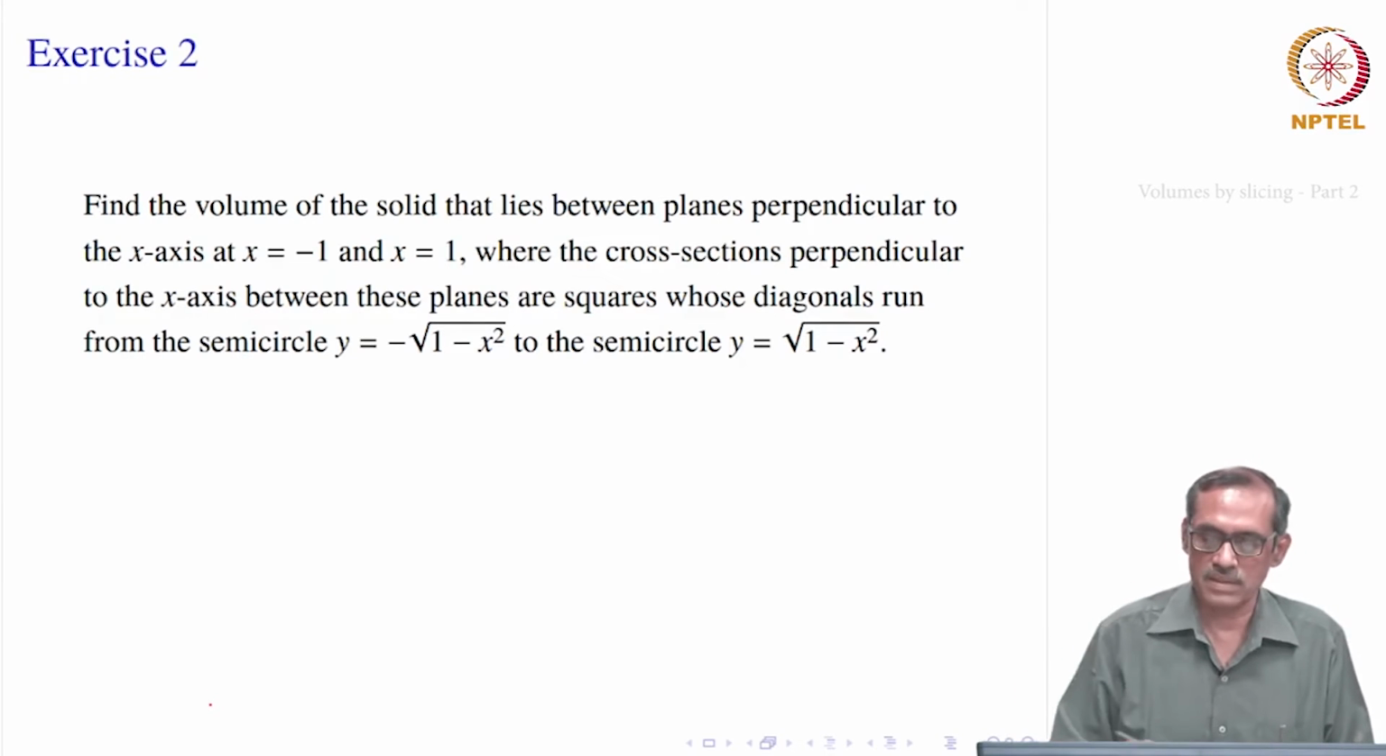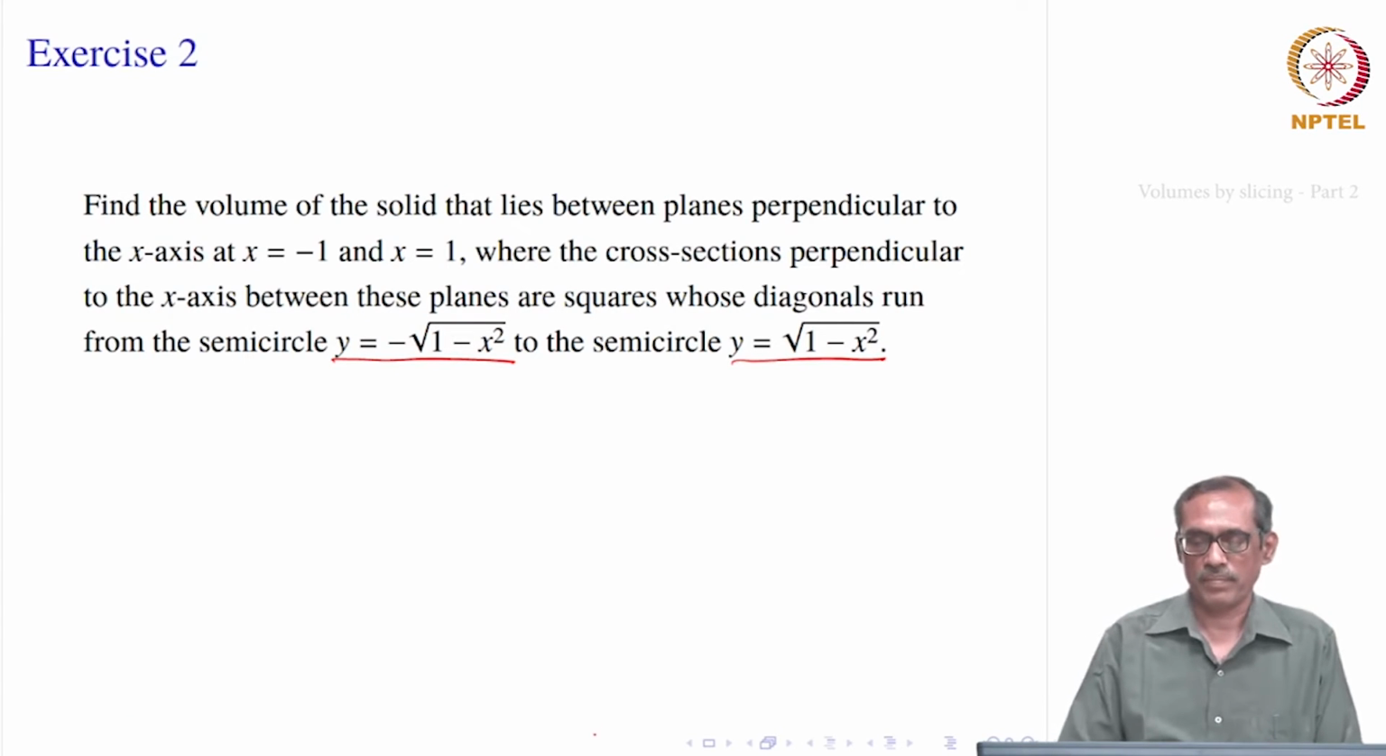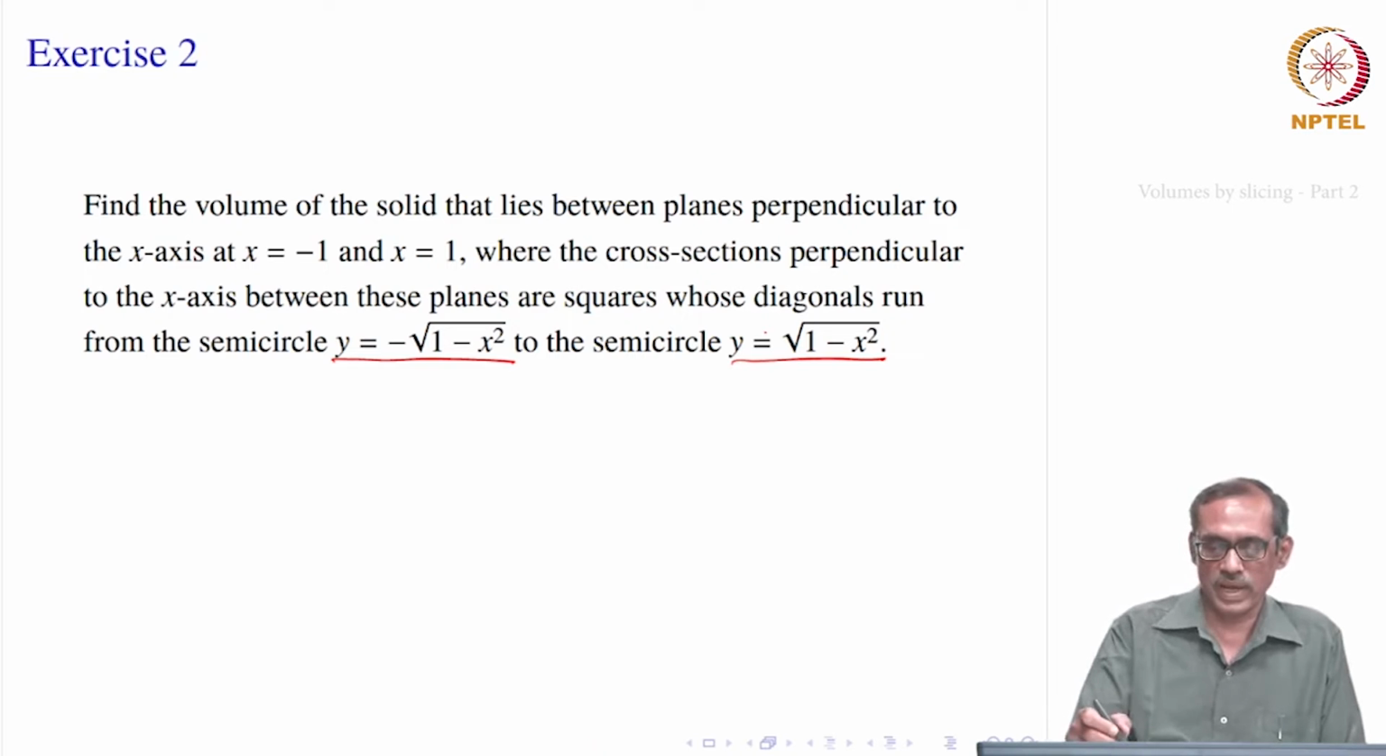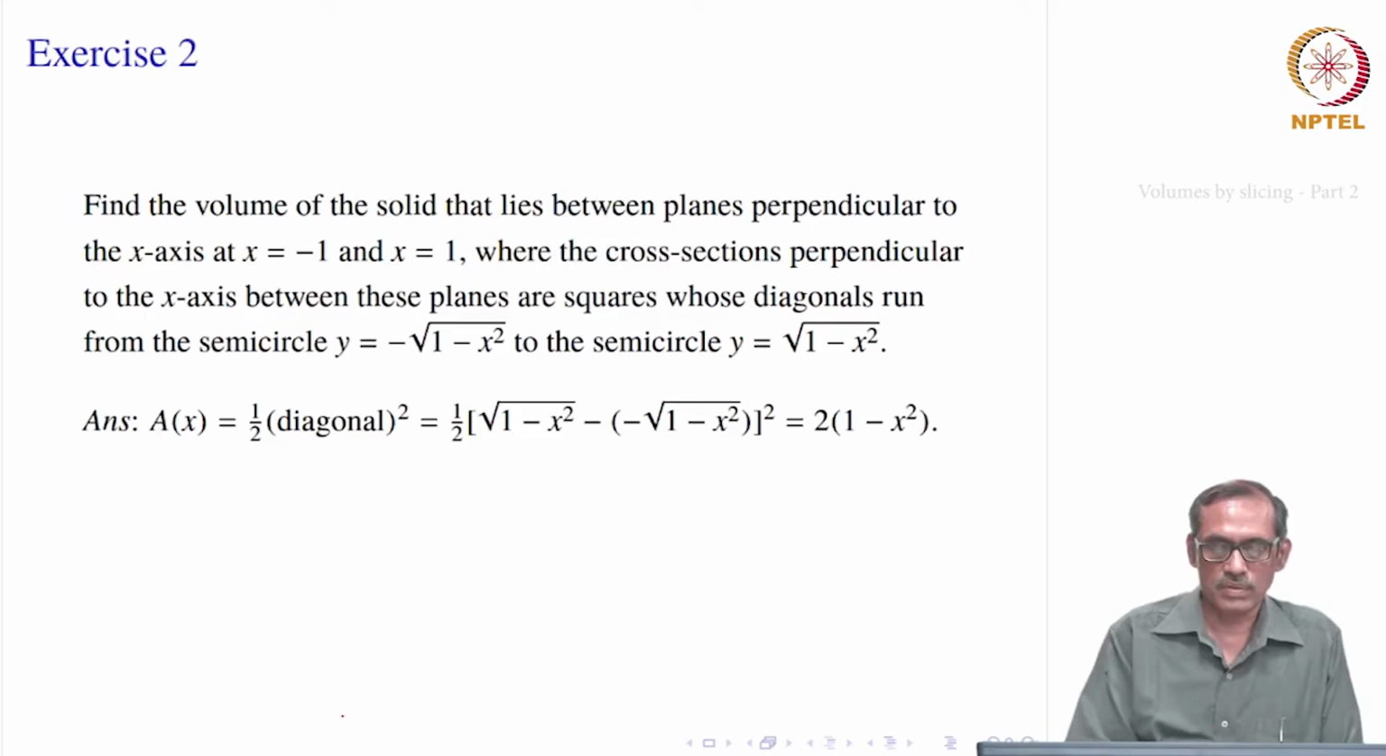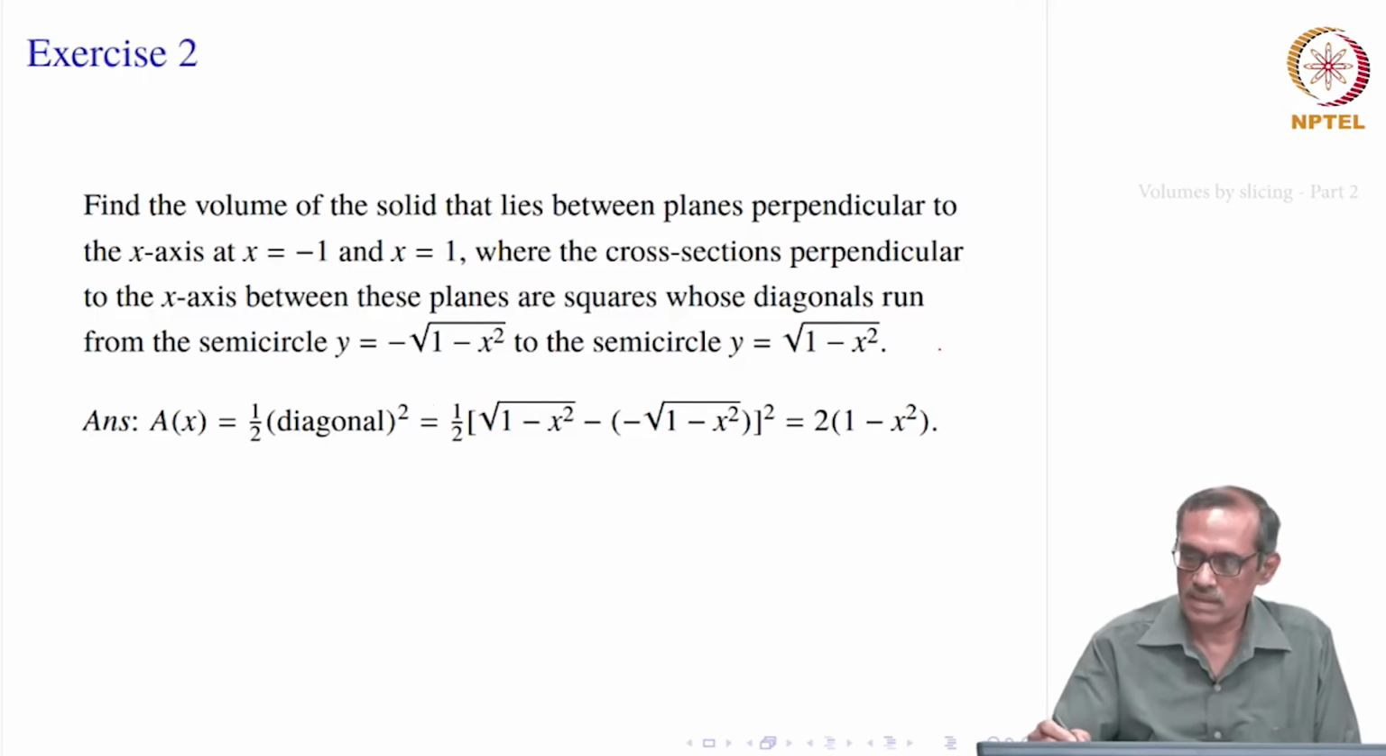So, it is a simpler one, it is squares whose diagonals run from the semicircle y equal to minus square root of 1 minus x square to the semicircle y equal to square root of 1 minus x square. So, it is a square whose diagonals are of this type, not the sides, fine. So, what do we do? We want to find the area of that cross section. So, since it is a square, its area will be equal to half into diagonal square, right, because if the side is some a then its diagonal is root 2 a.